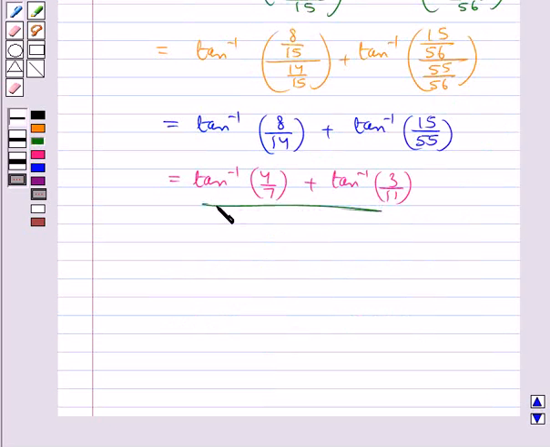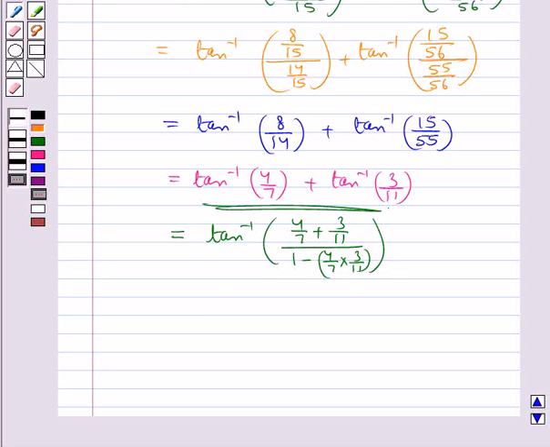Now here we can apply the formula for tan inverse x plus tan inverse y. So this would be equal to tan inverse x plus y, that is 4 upon 7 plus 3 upon 11, upon 1 minus x into y, that is 4 upon 7 into 3 upon 11. This further is equal to tan inverse 44 plus 21 upon 77 whole upon 1 minus 12 upon 77.